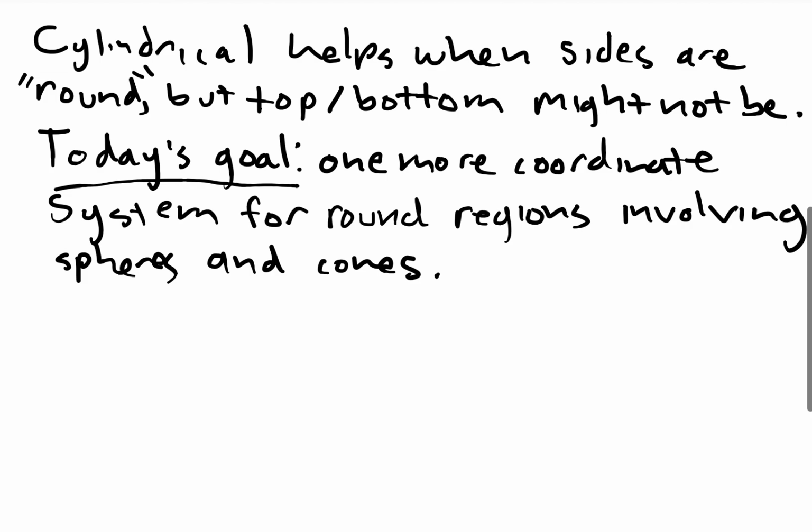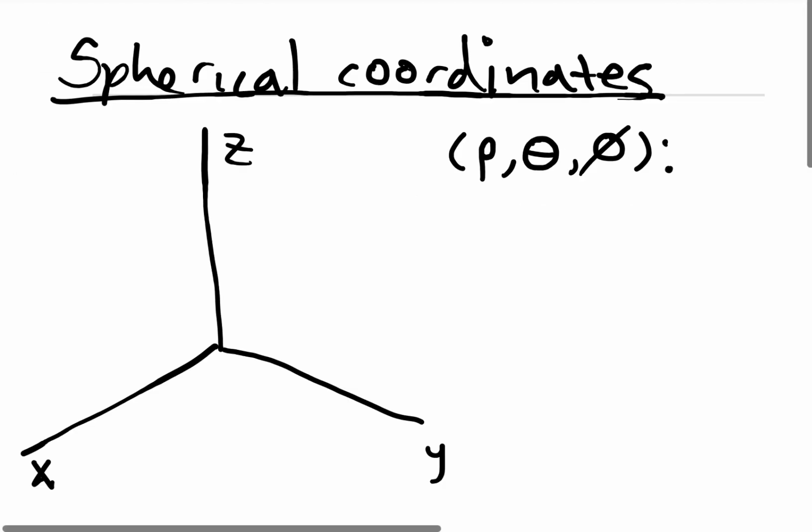Today I want to introduce a coordinate system for regions that are a little bit rounder than that. If I have volumes that I'm integrating over that deal with things like spheres and cones, maybe instead of cylinders, hopefully this makes sense: use cylindrical for cylindrical regions, spherical for spherical regions. If our regions are especially round, we might want to consider this alternate coordinate system. Now, how does this coordinate system work? Well, let's get going here.